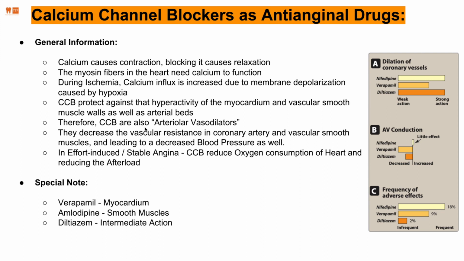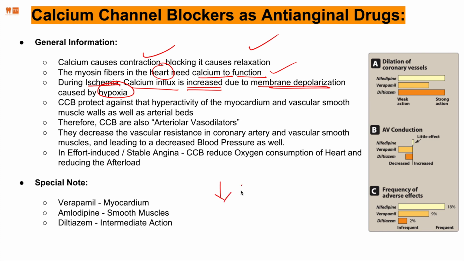Calcium channel blockers as anti-anginal drugs. General information: calcium causes contraction. Okay, very simple. Blocking it causes relaxation. Very, very simple. The myosin fibers in the heart need calcium to function. Great. But during ischemia, calcium influx is increased. The calcium channels that are open during ischemia allow membrane depolarization, the hypoxia.